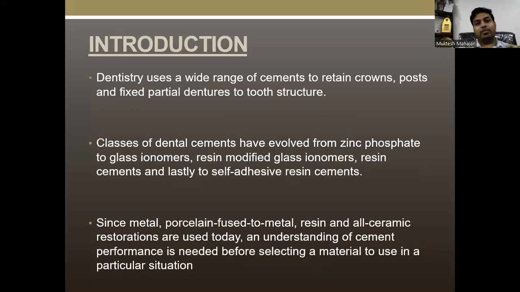Introduction. The industry uses a wide range of cements to retain crowns, posts, and fixed partial dentures with the tooth structure. Classes of dental cements have evolved from zinc phosphate to glass ionomer, resin modified glass ionomer, resin cements, and lastly, to self adhesive resin cements. Since metal, fused to metal, resins, and all ceramic restorations are used today, an understanding of the cement performance is needed before selecting a material to use in a particular situation.